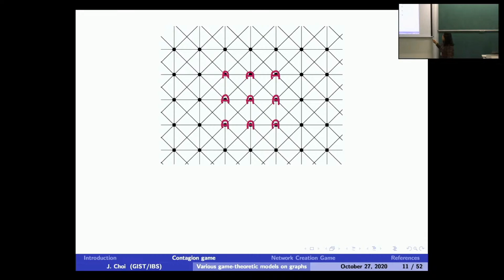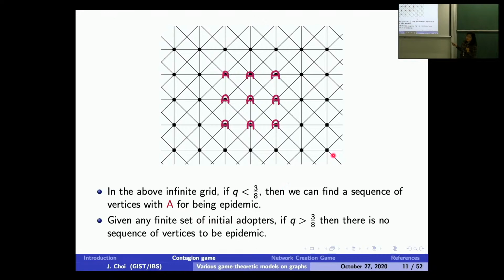Now in this infinite grid, if Q is less than 3/8, then we can find a sequence of vertices with A for being epidemic. So do you have an idea? So A here, right? Start with any vertex with at least 3 neighbors with A, and then the next one is the opposite, and the next one, and the next one. Then you obtain the same pattern as before, and you can find this order. So you find some order, and you can imagine that it will continue, and everything is replaced by A.